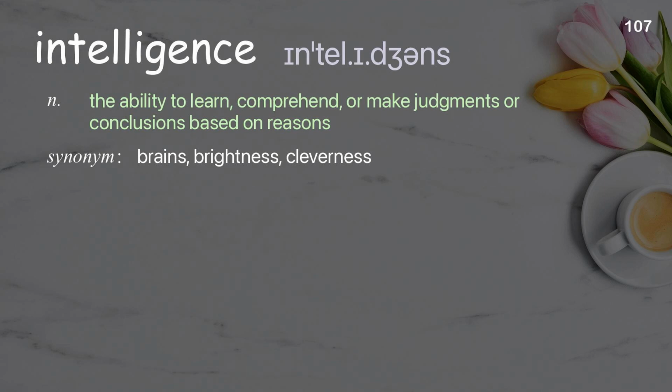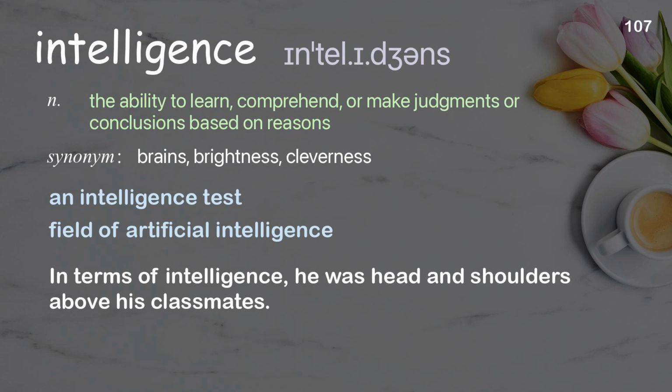Intelligence. The ability to learn, comprehend, or make judgments or conclusions based on reasons. Examples: An intelligence test. Field of artificial intelligence. In terms of intelligence, he was head and shoulders above his classmates.